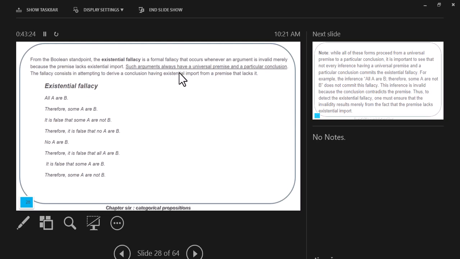The same thing is true for the third example. No A are B. Therefore, it's false that all A are B. It's an existential fallacy. It's a statement that proceeds from universal to particular. The same thing is true for the fourth one. It's false that some A are B, therefore some A are not B.